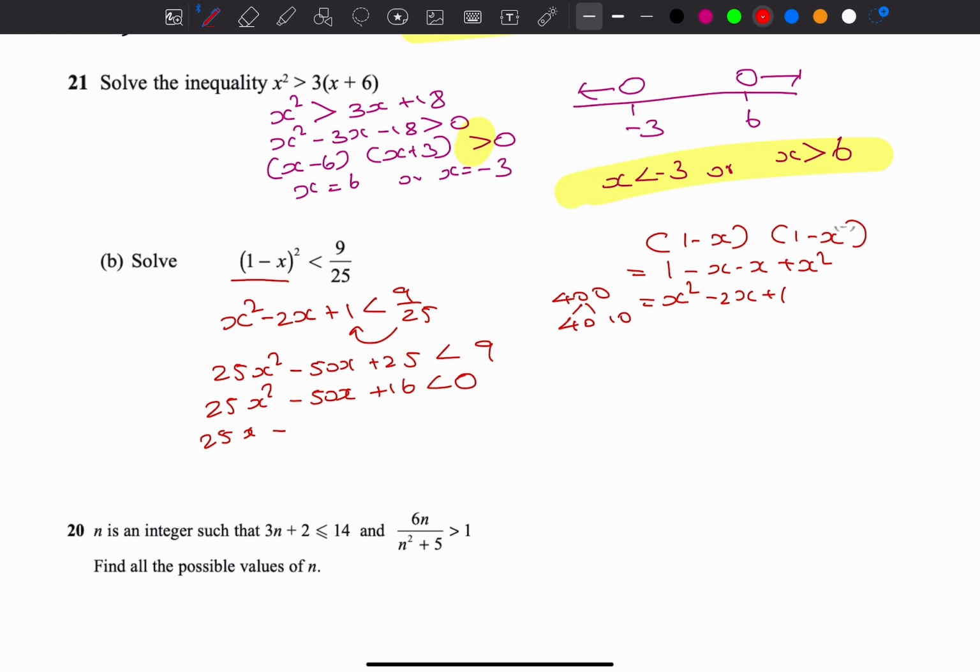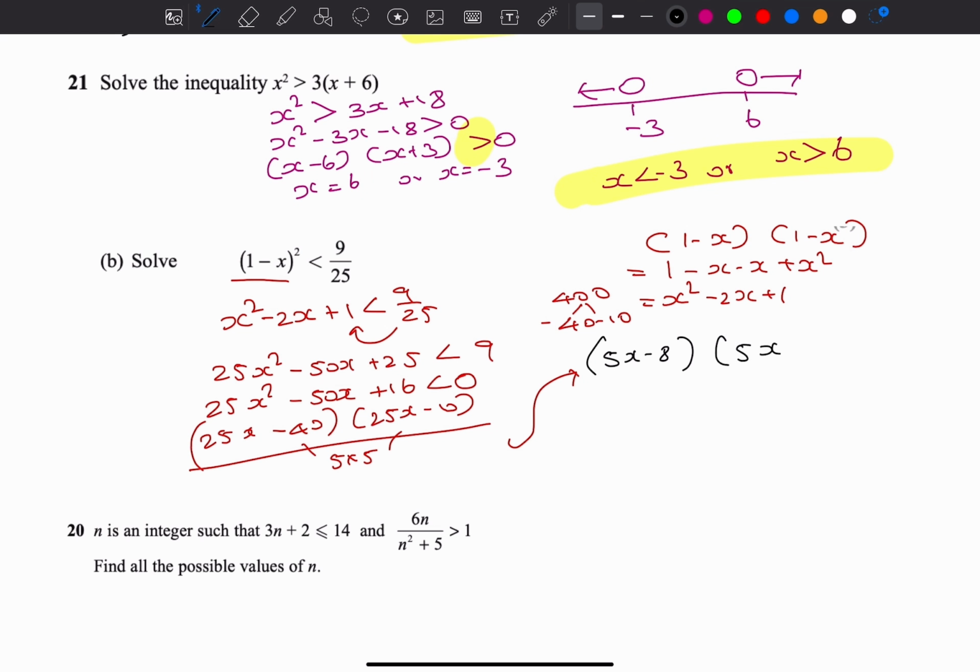25x minus 40. 25x minus 10, divided by 25. Oh, it's not going to divide. 5 times 5 that way. That will make it here 5x minus 8, 5x minus 2, and then less than 0.